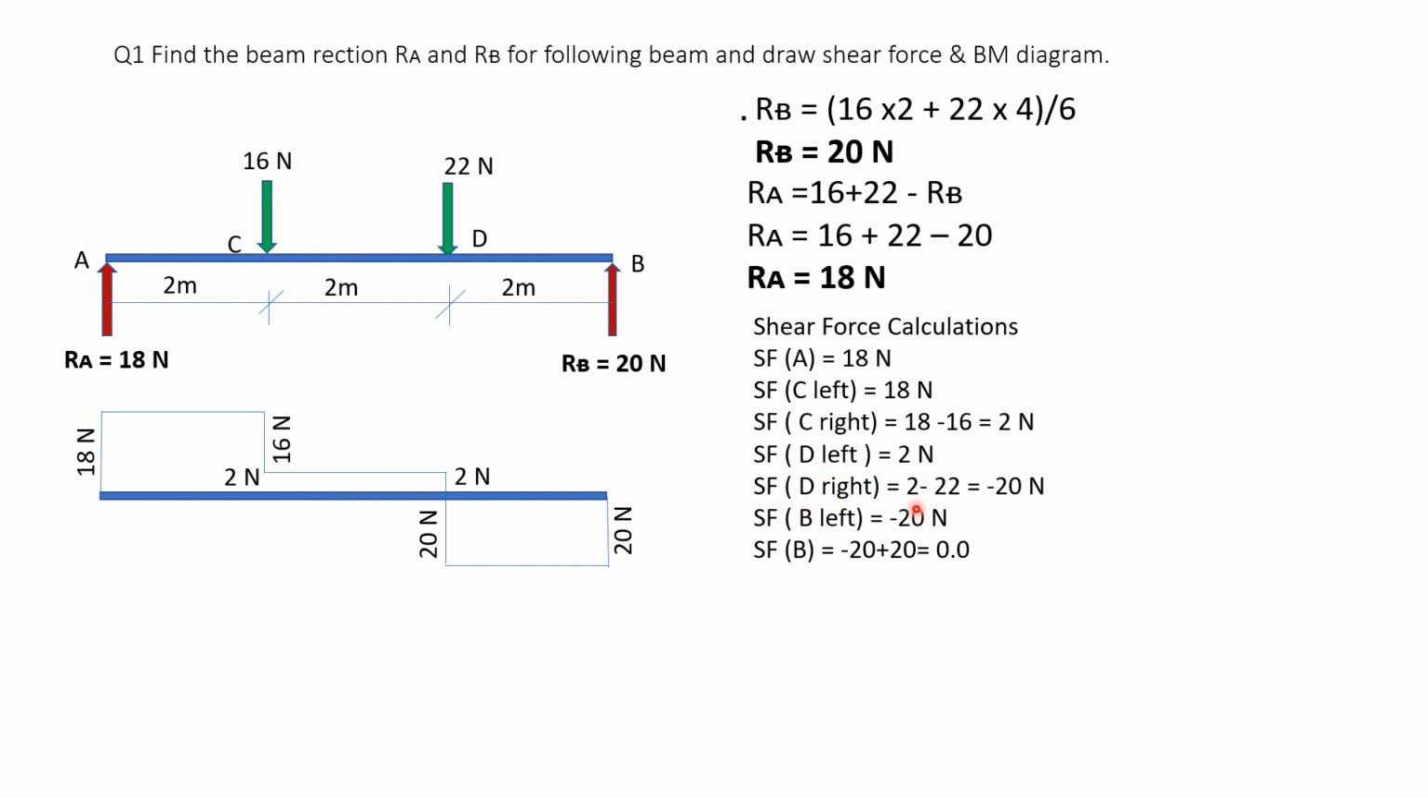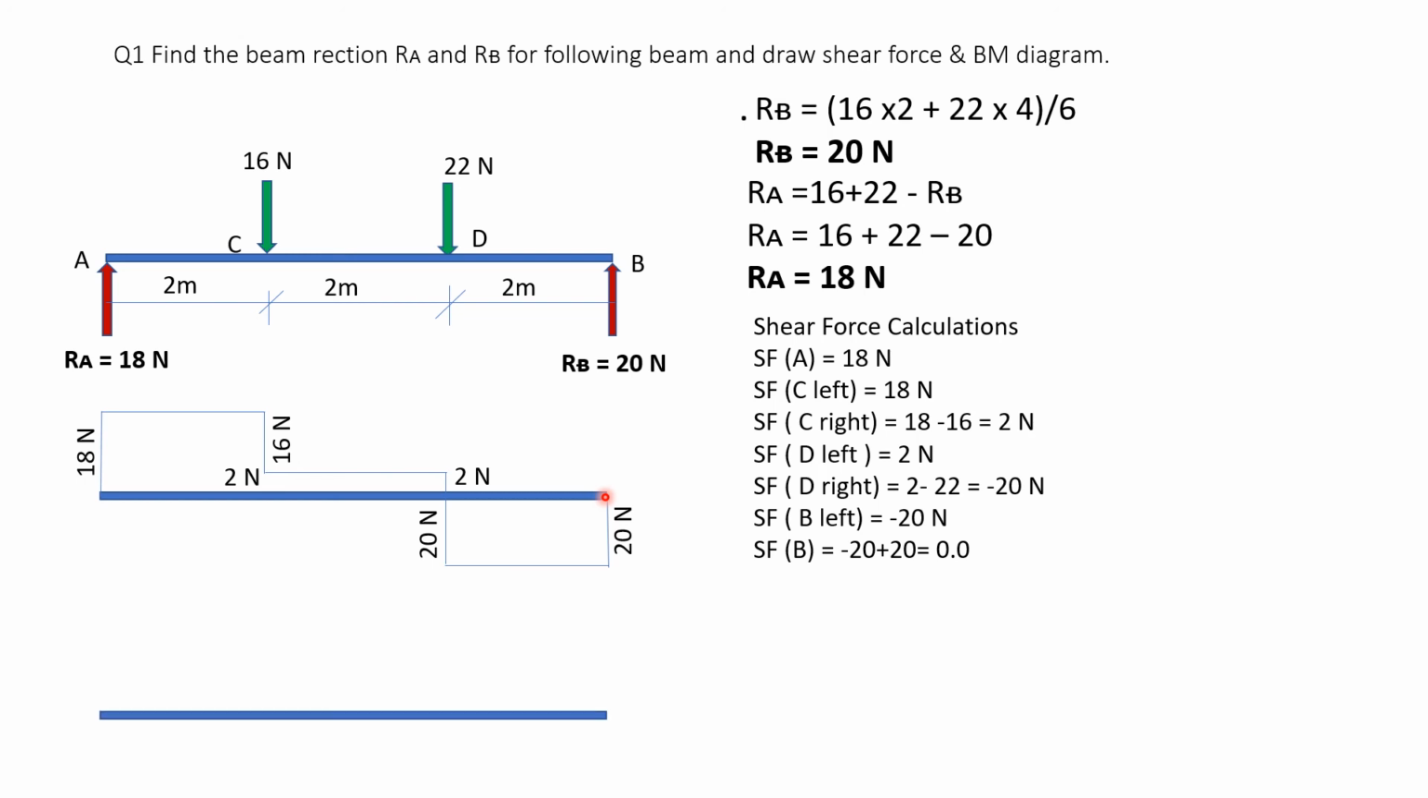Shear force at D right will be 2 minus, now come down by 22. This 22 is going down. So 2 minus 22, that is minus 20 Newton. So on the right it is minus 20 for D. Then up to B it is 20 only. So shear force at B left is minus 20. And at B there is a vertical force 20 Newton, RB, so minus 20 plus 20. So shear force at B becomes 0. On the left it is minus 20, and at B it is 0. This is how you write the shear force calculations.